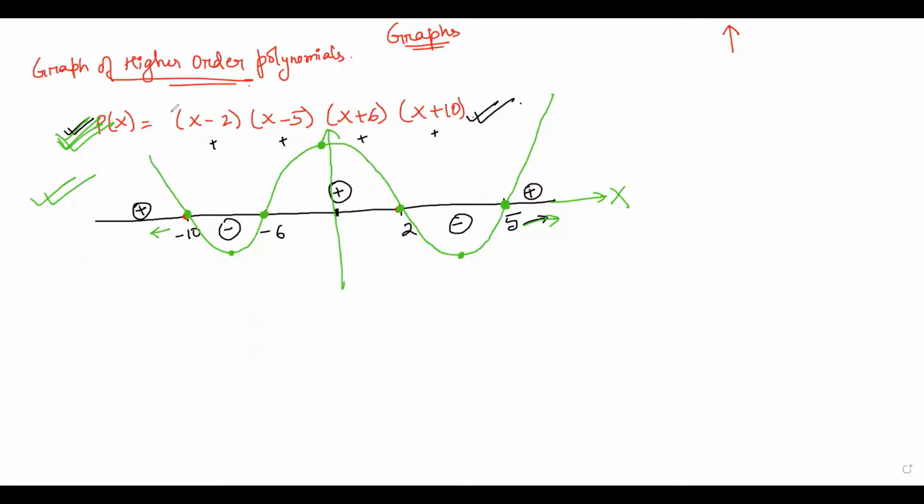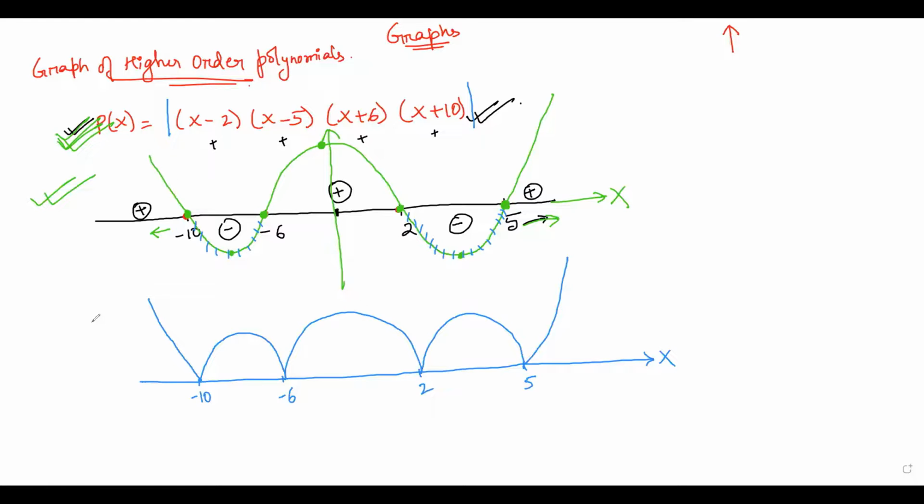Now, this polynomial p(x) can also be given inside a modulus sign, and we have to draw the graph for it. Well, in such cases, everything will remain the same except these negative values will now become positive, because the modulus function always gives us positive values. So the graph for this polynomial inside the modulus sign would be this graph. That is, the graph is exactly the same, only the negative values in this graph have now become positive. So in this way, we can plot the graph of higher order polynomials inside a modulus sign as well.